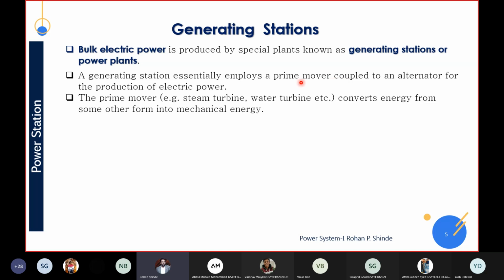Okay, so see here, this mechanical energy will get converted into electrical by this alternator, which is coupled with a prime mover and used for the production of electrical energy or power. Now see here, we will see what this prime mover is. So see here, these prime movers are steam turbine, water turbine, etc. Okay, all of you know that.